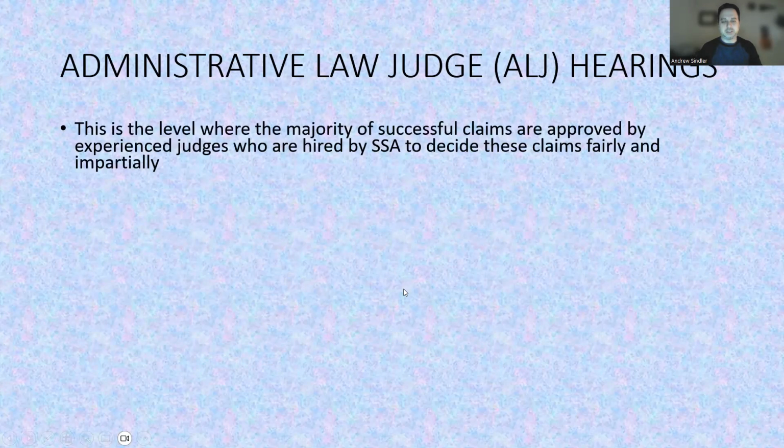All right, administrative law judge hearings. Let me move this out of the way if possible, so I can give you more room. There we go. A little bit more room to see everything. All right, so as I said, this is the level where the majority of successful claims are approved by experienced judges who are hired by Social Security to decide these claims fairly and impartially.